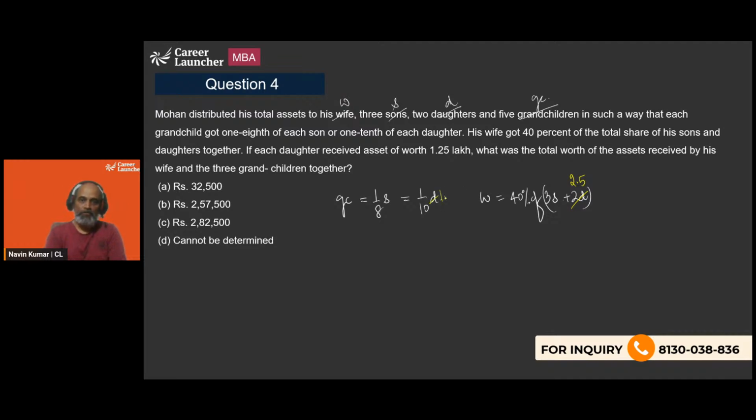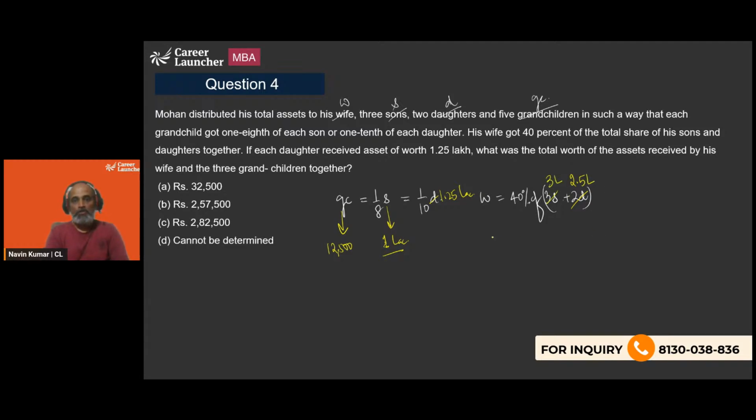So if a daughter gets 1.25 lakh, each grandchild is going to receive 1,25,000 divided by 10, which is going to be 12,500. So son is going to get 8 times of 12,500, which is going to be 1 lakh. So if a son gets 1 lakh, 3s will become 3 lakh.